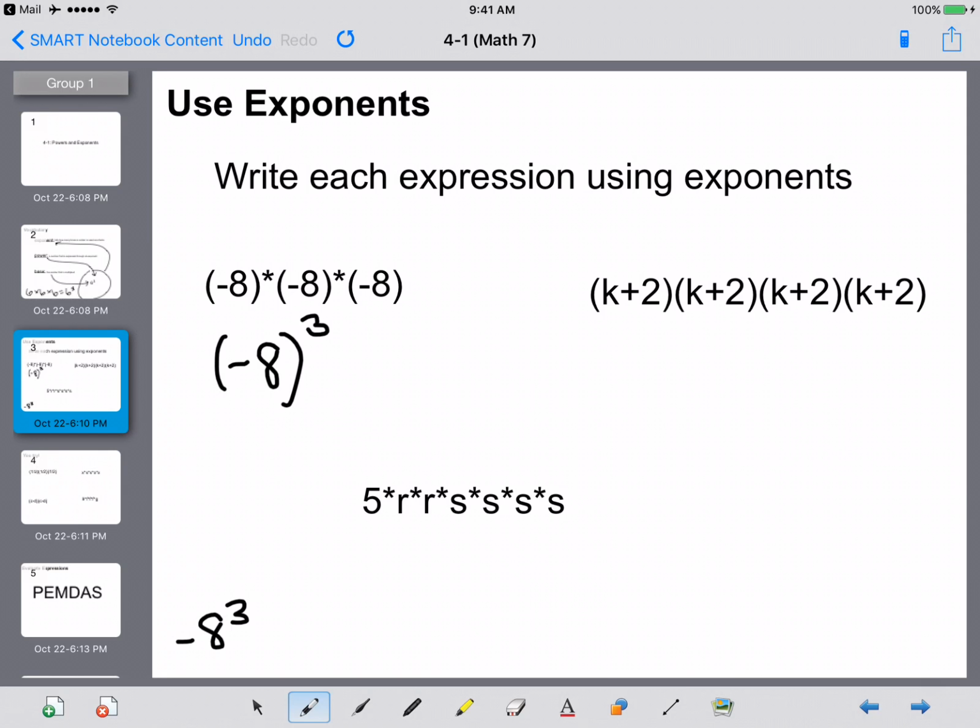K plus 2, 1, 2, 3, 4 times. So our K plus 2 is what's being multiplied, so you need to make sure that whole thing is being brought to the fourth power.